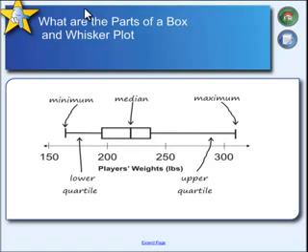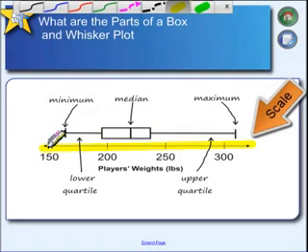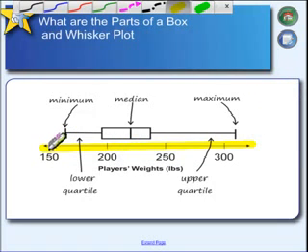Now we're looking at what the parts of a box and whisker plot are. This is something you need to make sure you record. First thing you have on your box and whisker plot is your number line. Your number line, shown here, will have the scale appropriate to whatever box and whisker plot you're working with. It looks like this one has players' weights, so you expect a lot of these players to be between 150 pounds and 300 pounds.